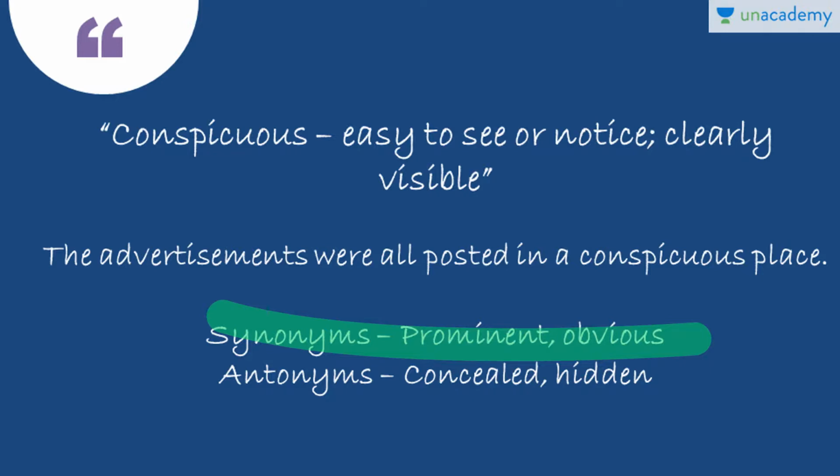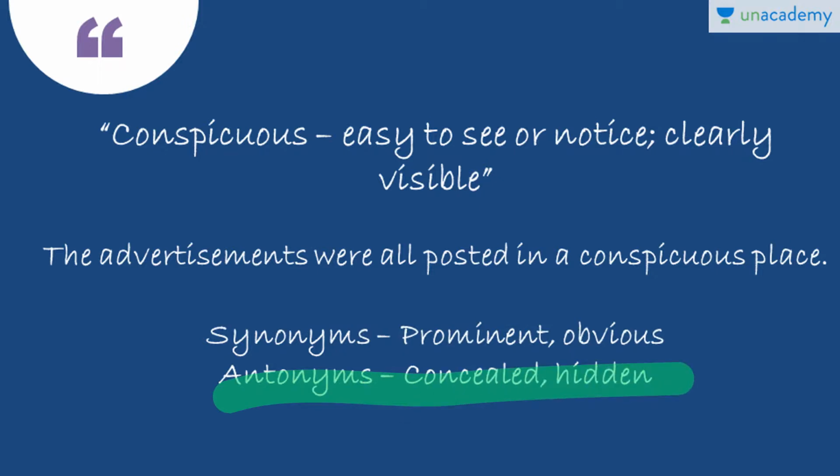Then we have antonyms. The antonyms are concealed and hidden. Obviously, something which is clearly visible, clearly seen, and on the other hand something which is kept secret, something which is kept hidden. Okay, so these are the antonyms. Concealed, which is kept secret, kept hidden, and then we have hidden. These are the antonyms for conspicuous.